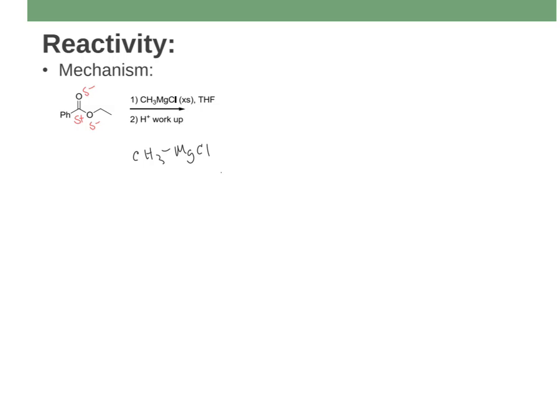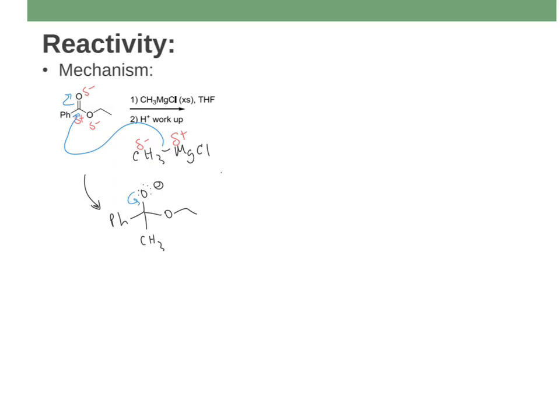So I've got my Grignard reagent, right? And I guess I should put partial charges on that. Magnesium's got a big old partial positive, and this carbon's got a big old partial negative. And so what we see is that my negative carbon, that nucleophile, is going to attack the carbonyl. Again, those electrons kick up. I'm going to take a look at my intermediate, that tetrahedral intermediate. So now I've added a CH3 and I have an O ethyl.